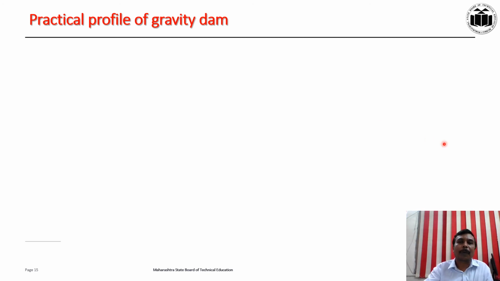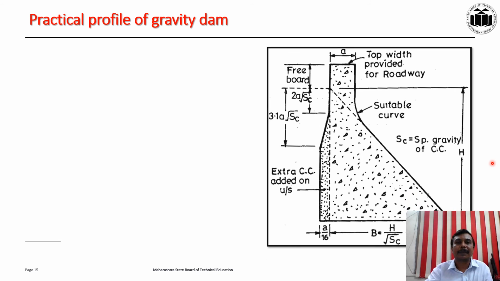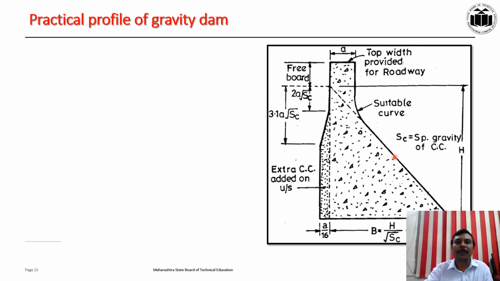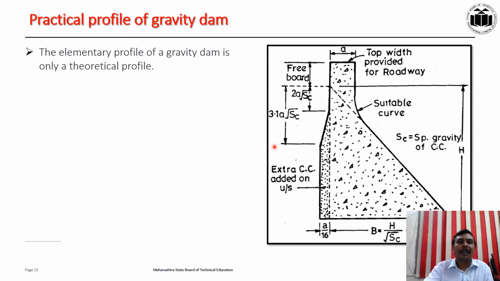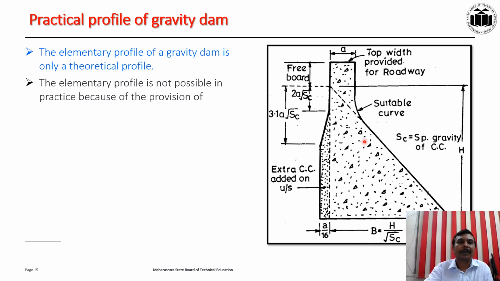After discussing the theoretical profile, now we'll see how the practical profile of the gravity dam looks. See, this is the sketch where you are showing the gravity dam which is in actual existence, that is the practical profile. The elementary profile of the gravity dam is only a theoretical profile. The elementary profile is not possible in practice because of the provision of a road at the top. See, this is the road at the top, while in the case of the elementary profile it was a right angle triangle with the apex.